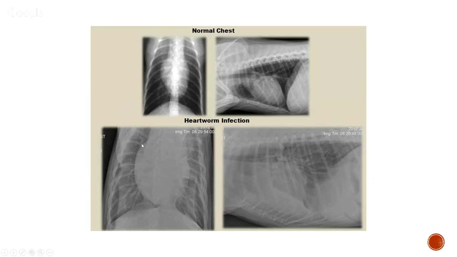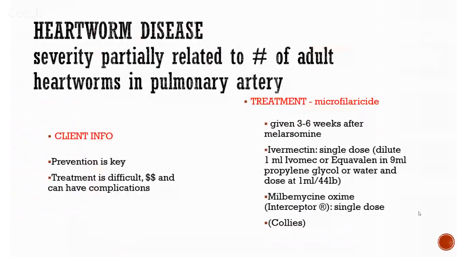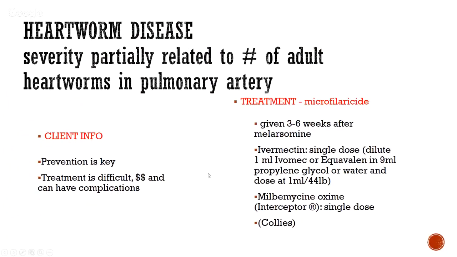If you see these tortuous vessels in the lungs, you see this vessel in particular is a tortuous vessel, that's an indication that we have heartworm disease. And you can see these vessels coming out. You should not be able to see those vessels. They're quite prominent in this dog. So this is a dog with a heartworm infection. Again, the severity is related to the number of adult heartworms in the pulmonary artery. Prevention is key, treatment is difficult, it's expensive, and it can have major complications, so we want to prevent it.